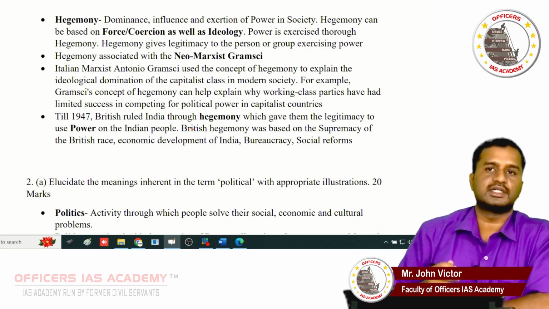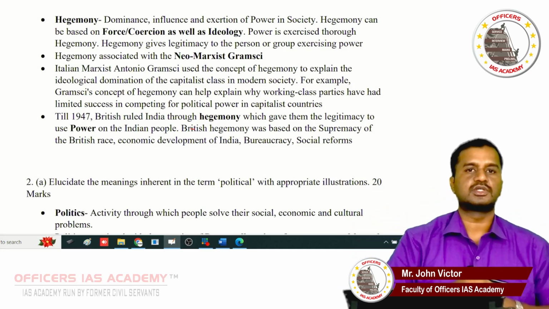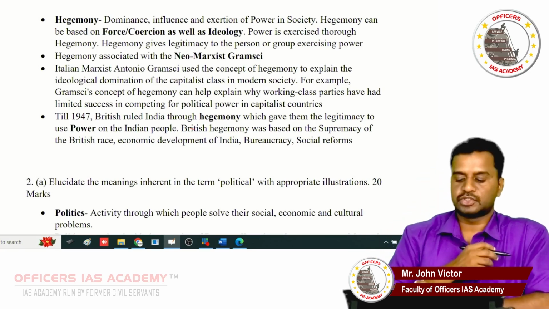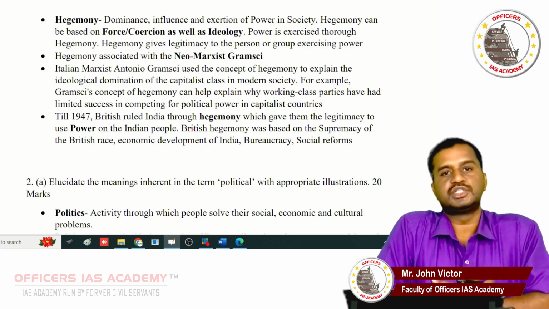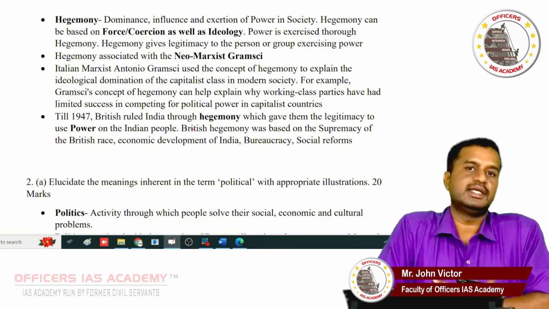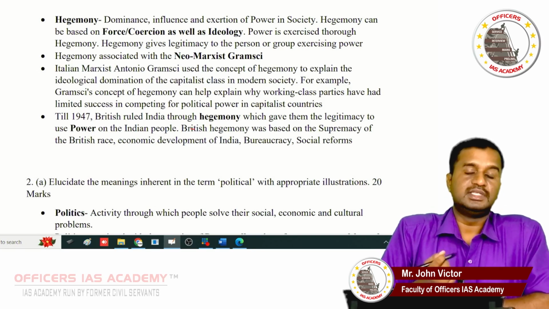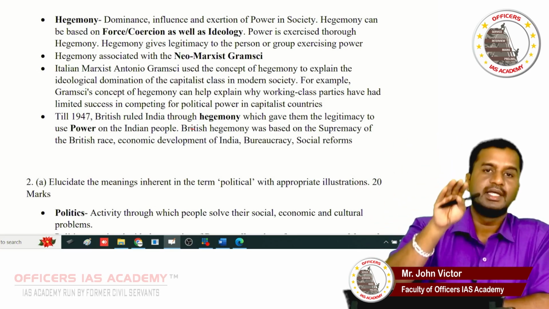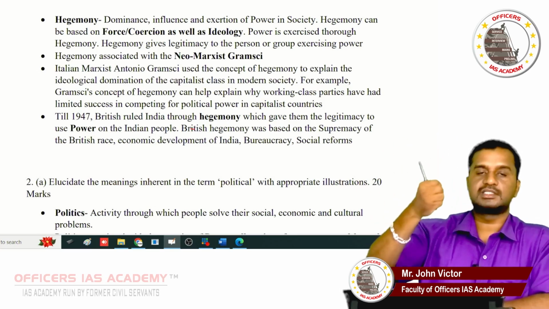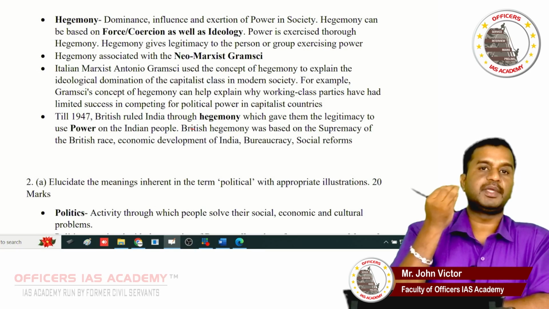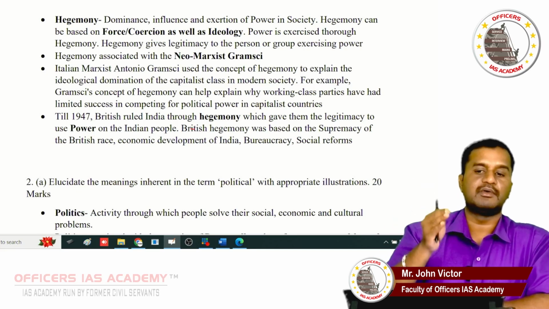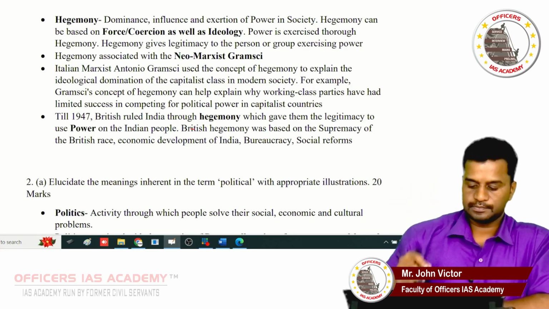The British ruled India for 200 years. The British ruled India not because of force alone, but because of hegemony as well. The British brought many institutions like police, civil service, judiciary. They gave government jobs to the Indians. They supported the elite sections like zamindars and the princes. So these sections wanted the British rule. Once again, British rule was based on hegemony. Hegemony is used to obtain the consent of the people. Using the consent of the people, you can rule better. You can use power. This is how hegemony and power are related to each other.